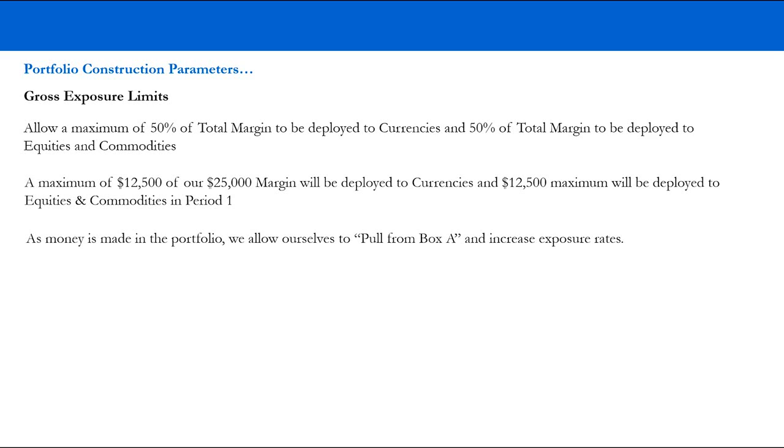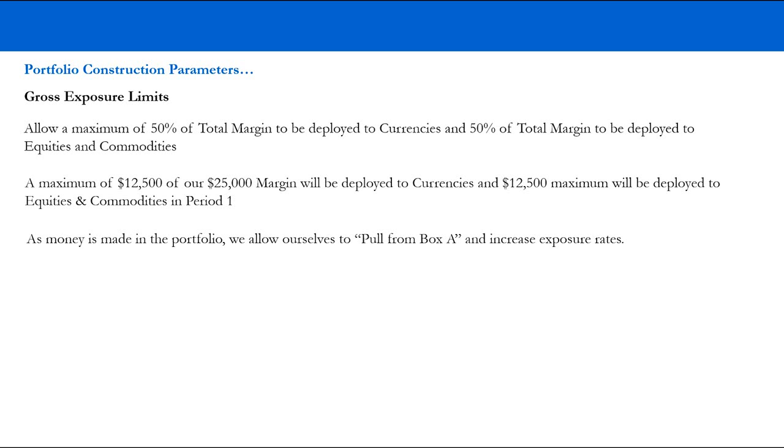If any money is made in the portfolio, we're going to allow ourselves to pull from box A, and we're going to allow ourselves to increase exposure rates. So in our overall portfolio, you can see here that we're beginning to build out an actionable trading plan using gross exposure limits. If we started to apply rates to these numbers, then you'll be able to work out both gross and net exposure to our different asset classes.